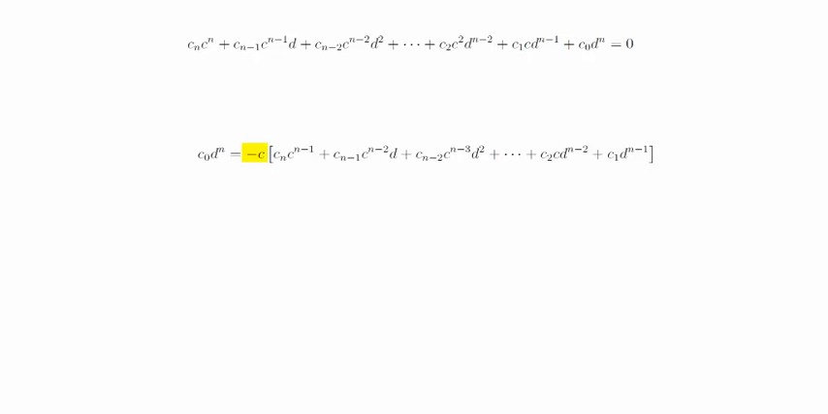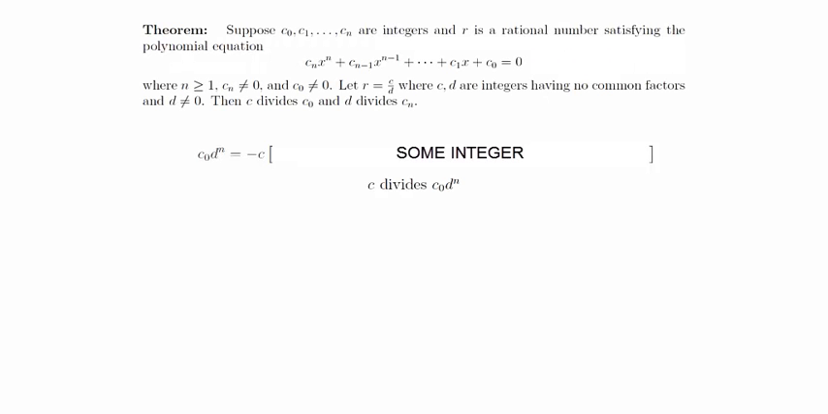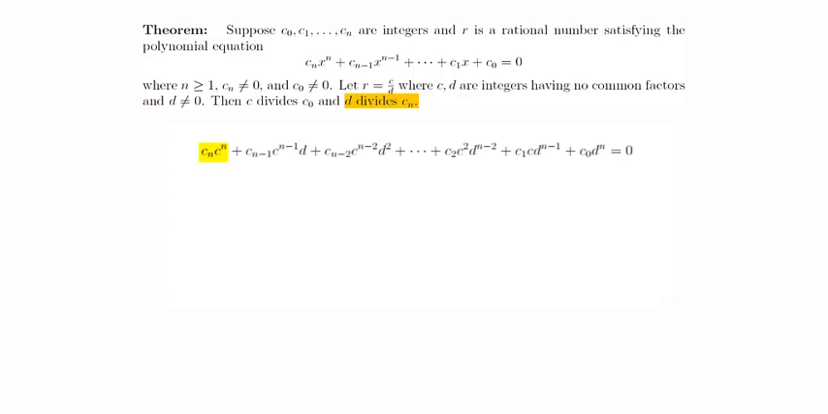Notice that we factored out a negative c from the right-hand side of the equation. The term inside the brackets is just an integer, so we have negative c times some integer is equal to c naught times d to the n. In other words, c divides c naught times d to the n. Remember that c and d have no common factors, which means that c must divide c naught, and that proves the first part of the theorem. To prove the second part of the theorem, we start from the same equation but solve for the first term instead of the last, and we use the same logic the whole way through.